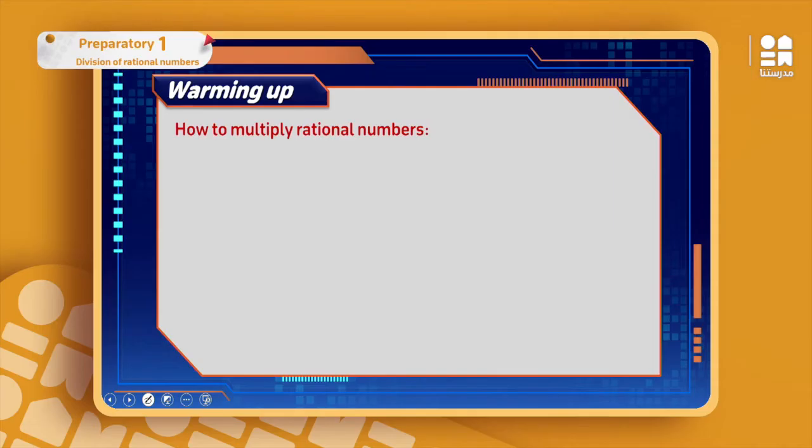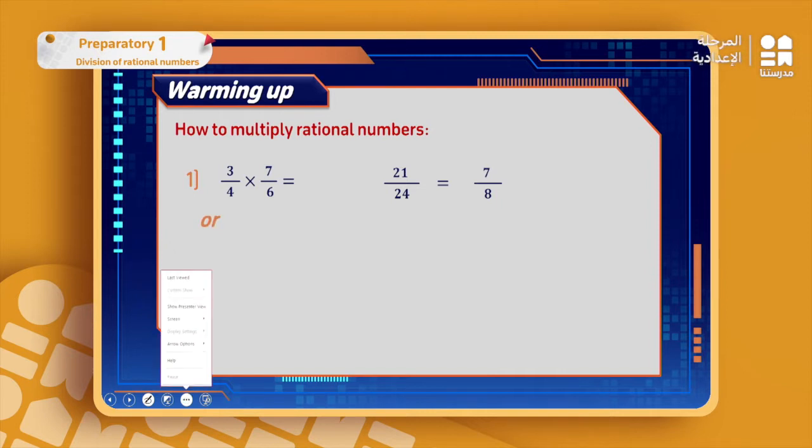Our warming up for today's lesson is about how to multiply rational numbers. And as we said before, we will multiply the numerators and then multiply the denominators. So here we have 3 times 7 is 21, and 4 times 6 is 24. Then divide by 3 up and down. 21 divided by 3 is 7, and 24 divided by 3 is 8, to put it in the simplest form.